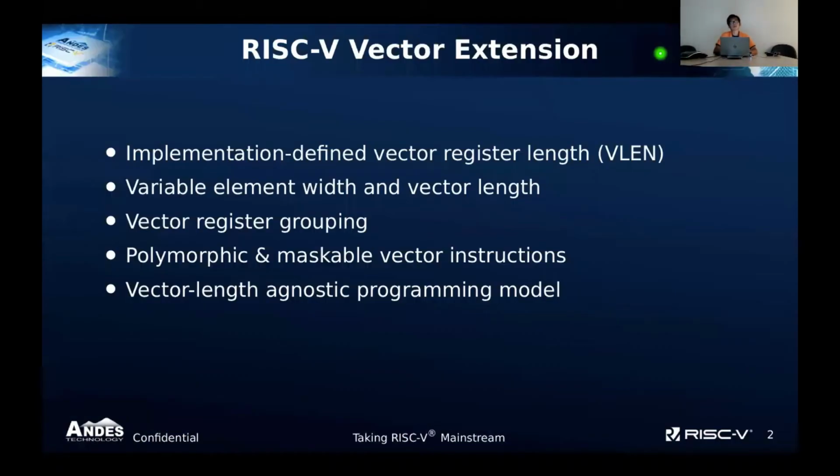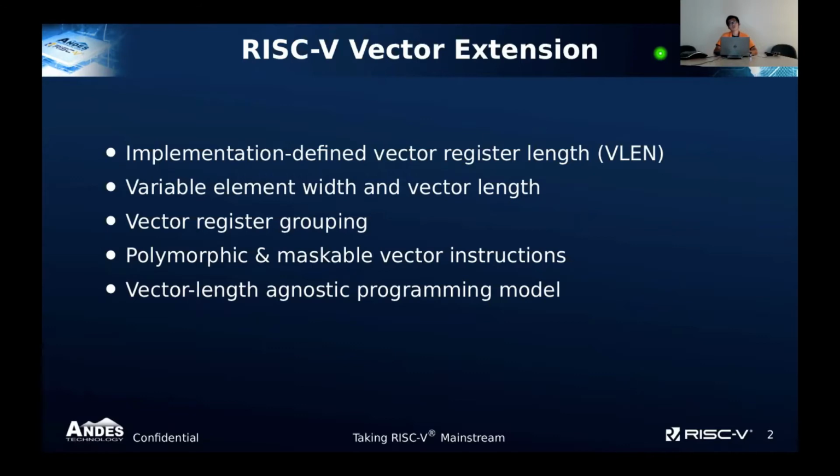So here are some key features of RISC-V's vector extension. First of all, there's an implementation-defined vector register length, which we call VLEN here, and the element width in a vector, and the vector length itself can be configured at runtime. It is also possible to group multiple vector registers together to form a larger vector for better execution efficiency.